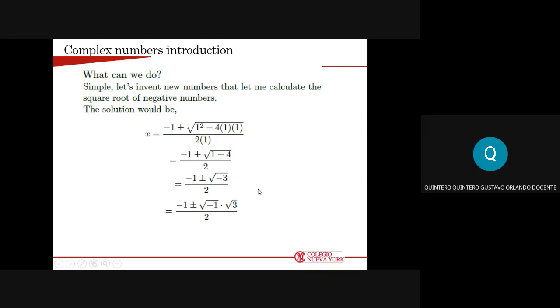But this -3, we can split it into the square root of -1 times the square root of 3. Remember, you can split the roots if inside of the root there is a multiplication. You have 3 times -1, this is -3, so you can split these two. And the square root of -1 will be i, our imaginary number.